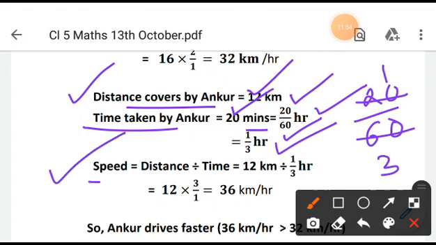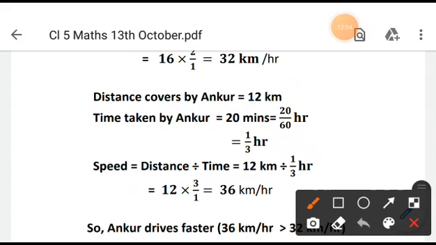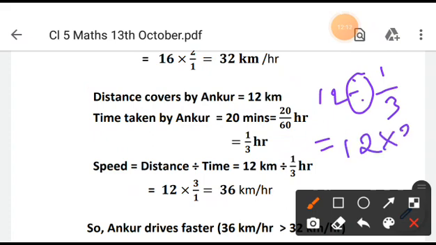So next write speed equals distance by time. So distance, that is 12 kilometer, and time, that is 1 by 3 hours. So now you are doing the division, that is 12 divided by 1 by 3. Now you change the division into a multiplication sign, 12 into 3 by 1. So 3 into 12, that is 36 kilometer per hour.